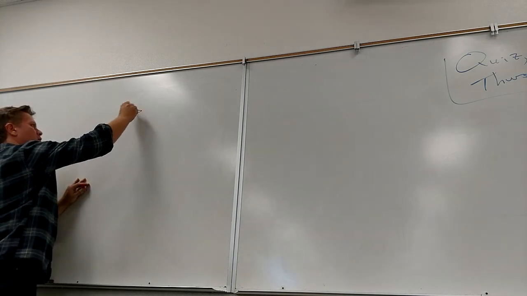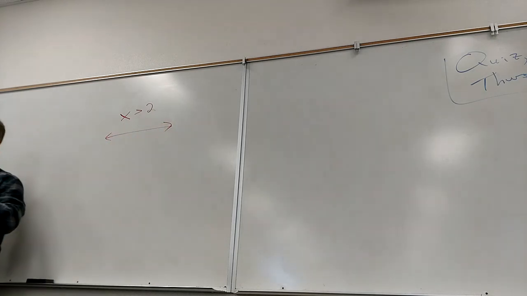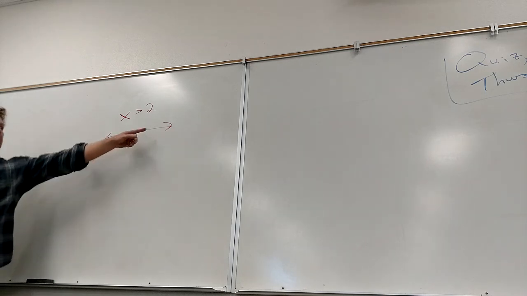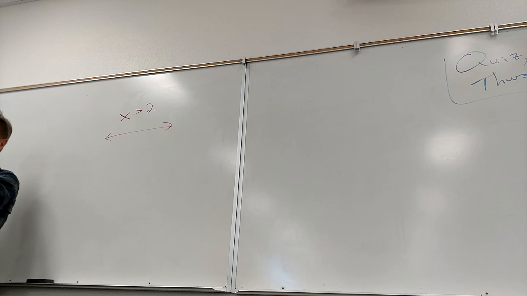Somebody remind me, exactly how does that work? How do I graph that? This is going to be kind of silly. There's no trick question here. Just how do you graph it? What do you have to definitely put down here? 2. Because 2 is the dividing line between answers and not answers.